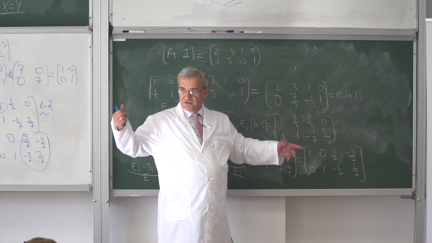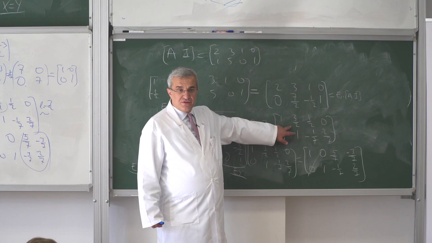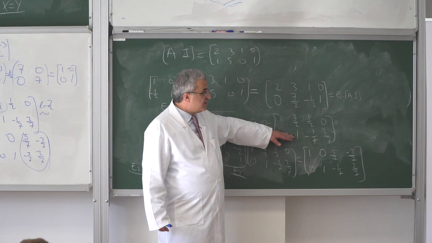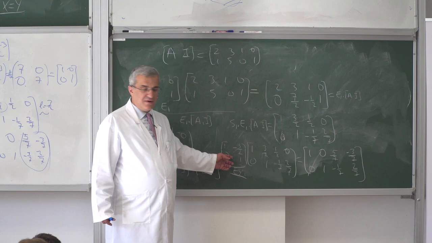This is a computational method. And the next step is, how can I knock out this one? So a multiple of this equation should be subtracted from this line. Okay? And what will do that? That is this one. And you do that, that's it.